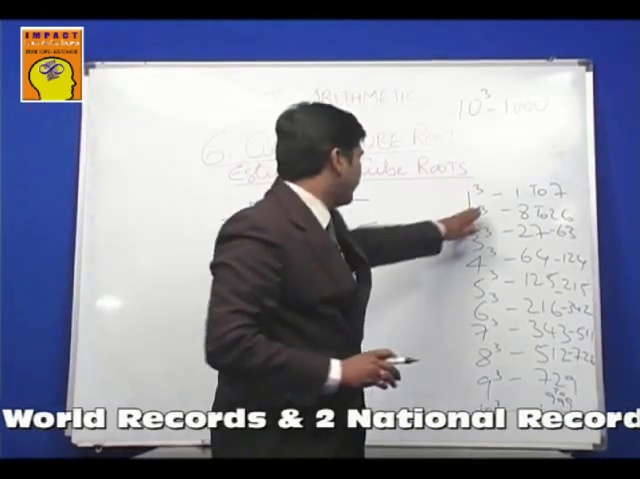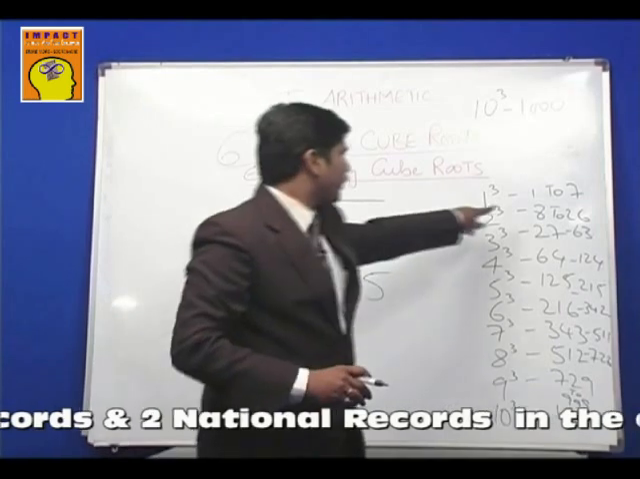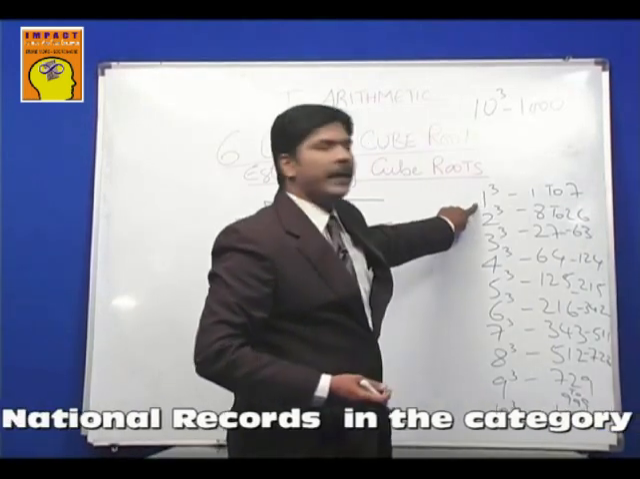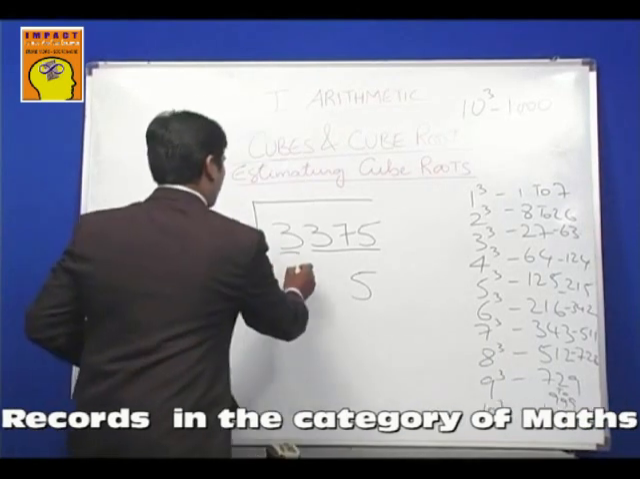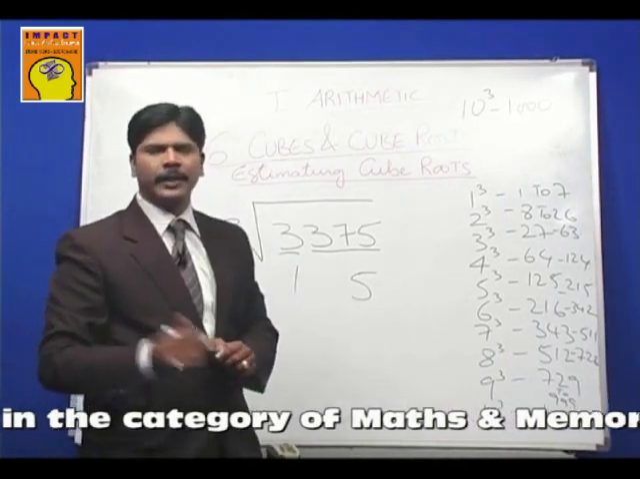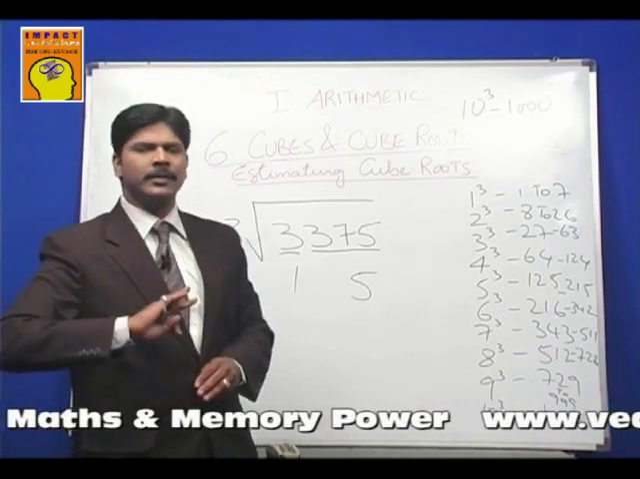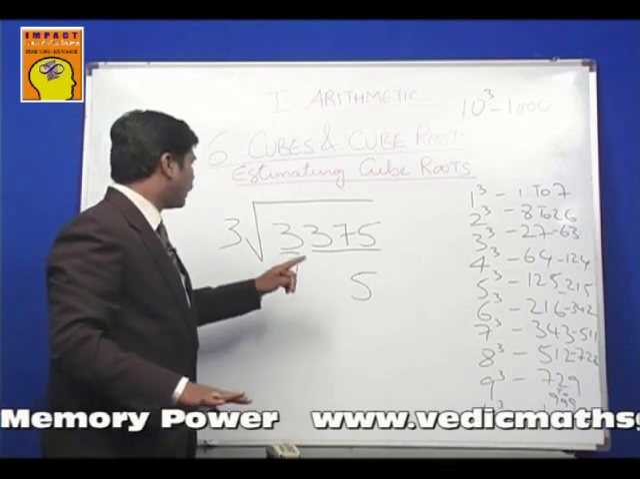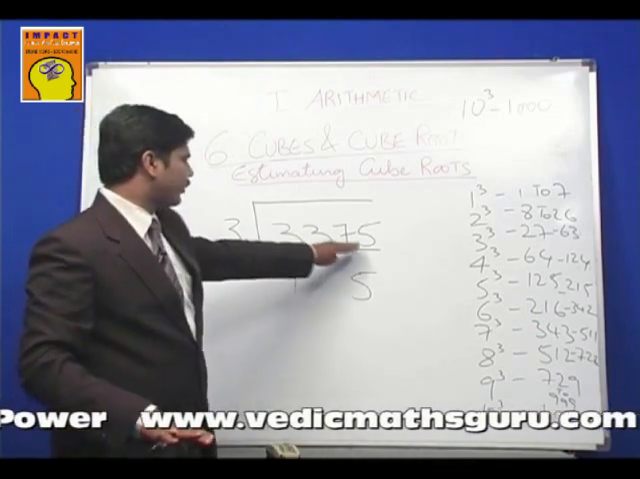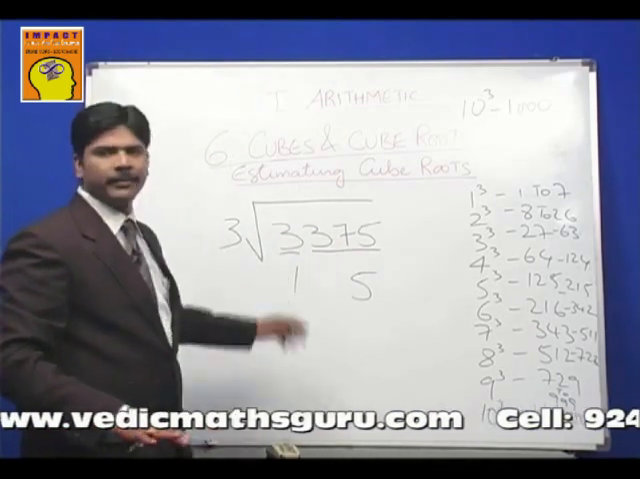Now based on this table, tell me what is the cube root of 3? From 1 to 7, the cube root will be 1. So just write 1 there and that's the final answer. You won't get two options here like in our square roots. No guessing, nothing. That's the direct answer. So the cube root of 3375 is 15.